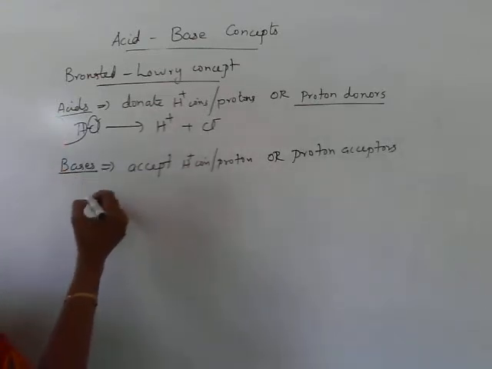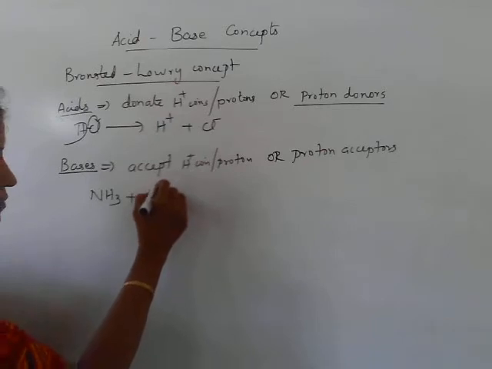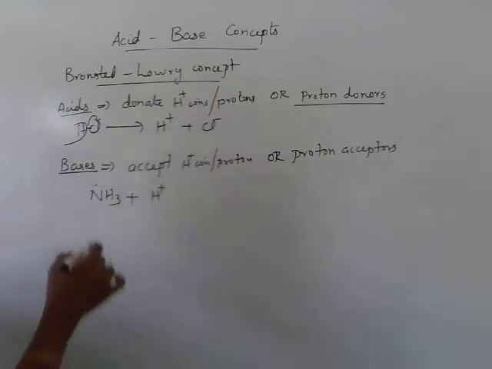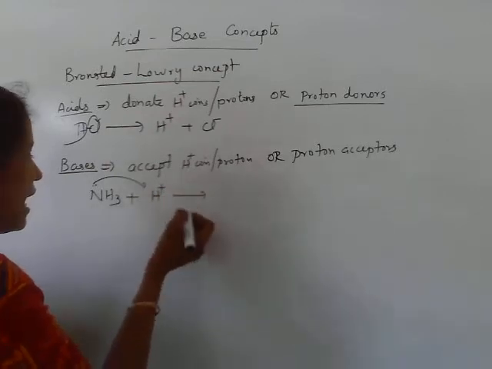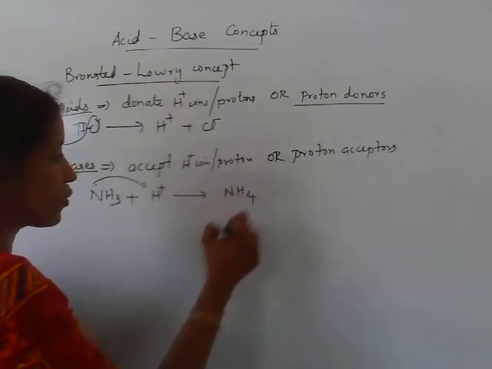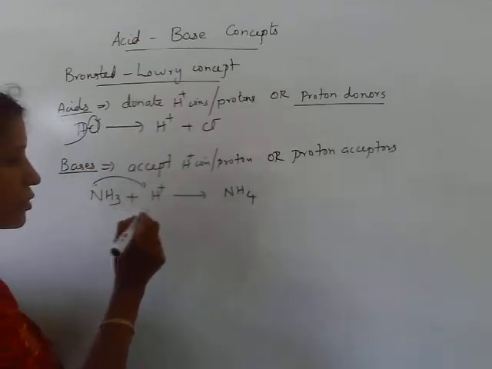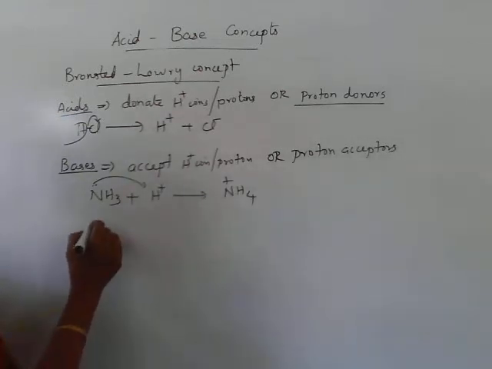Example for Bronsted base, ammonia. Ammonia can accept a proton. Hydrogen contains no electron, nitrogen has a lone pair of electrons. So this lone pair is donated to this H plus ion. That means this H plus ion is bonded to nitrogen, added to this ammonia. So what do we get? NH3 becomes NH4. Because nitrogen used its lone pair for bonding with this proton, nitrogen becomes positive. Ammonium ion. So it's a proton acceptor, Bronsted base.